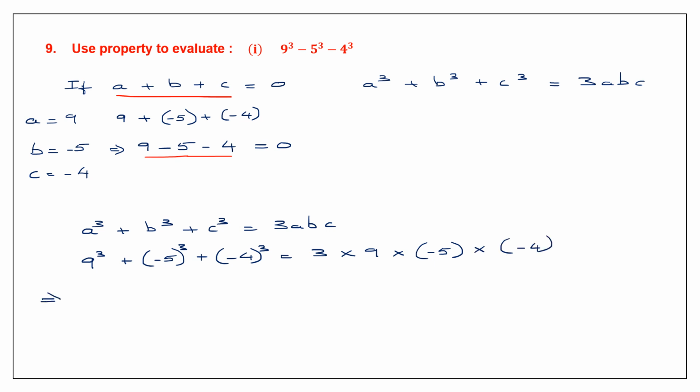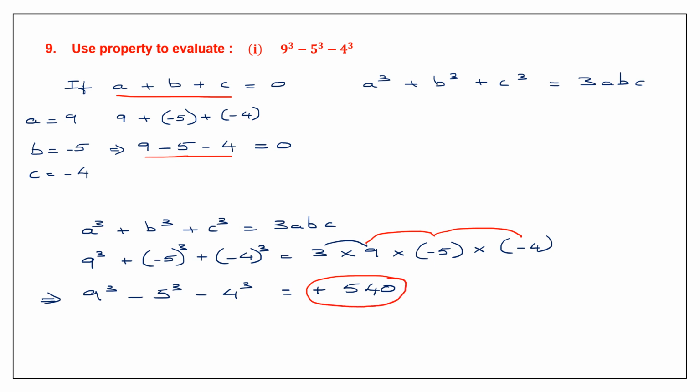Now here we can simplify this also. So 9 cube minus 5 cube minus 4 cube is equal to. Now let's work on the signs. So here we have minus into minus. So minus into minus is plus. Now 3 nines are 27. 27 into 5 is 135. Now 135 into 4 is equal to 540. So this is our answer, positive 540. So 9 cube minus 5 cube minus 4 cube is equal to 540.